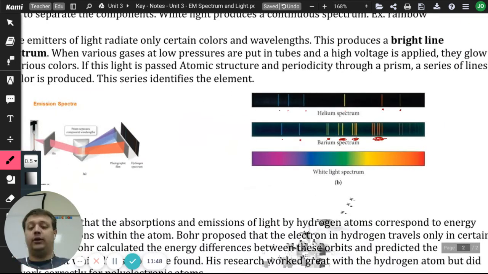Now, is it a complete spectrum? Does it have all the colors? No, it doesn't. It is not a continuous spectrum. It is what we call a bright line spectrum.